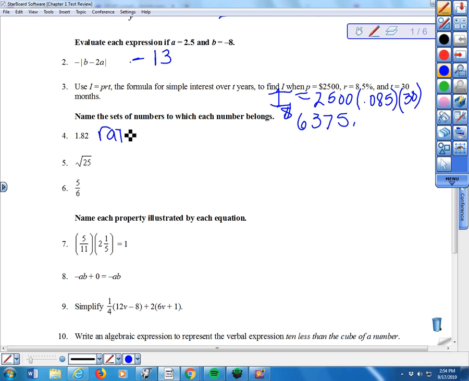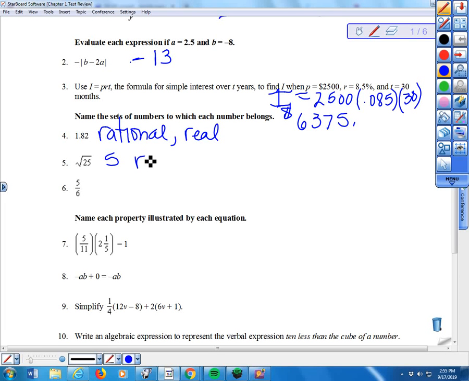It's rational and real. It's not an integer. It's not a whole number. It's not a natural number. And it's not irrational. Remember, if there's ever a square root, that doesn't automatically make it irrational. It's only if you can't simplify. So the square root of 25 is actually 5. 5 is real. It's an integer. It's a whole number. It's a natural number. So it's all four of those.